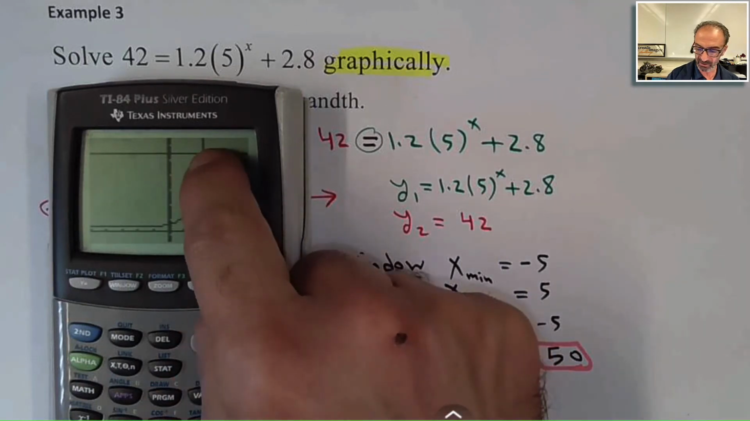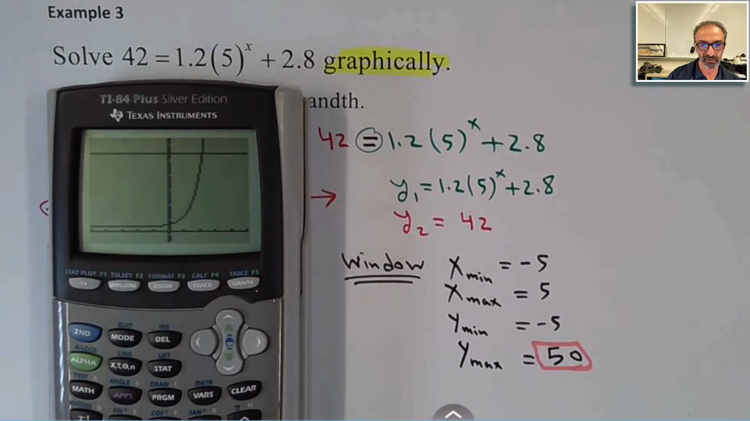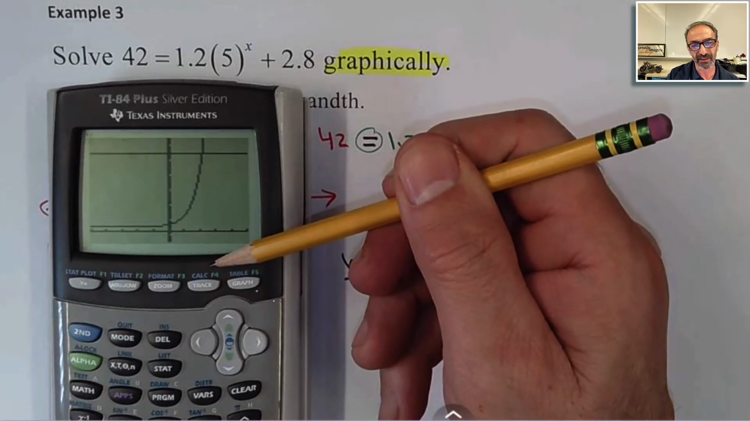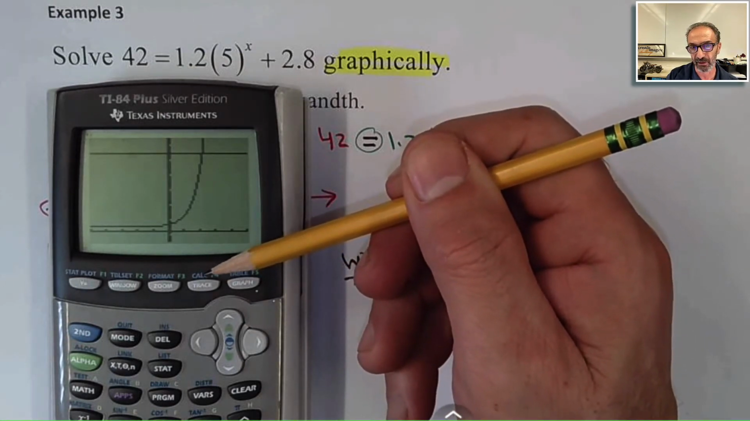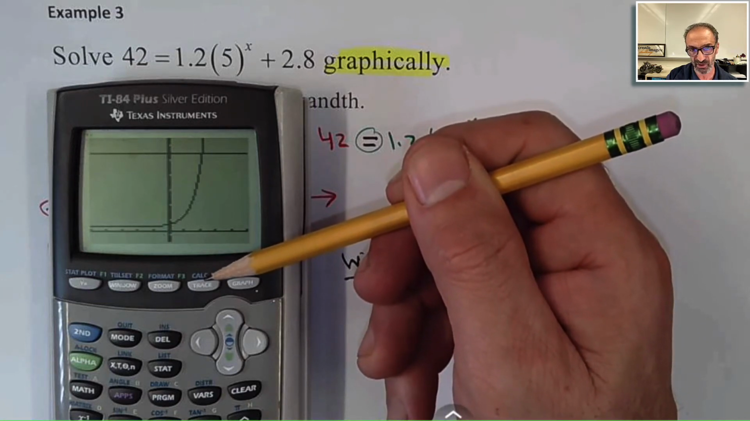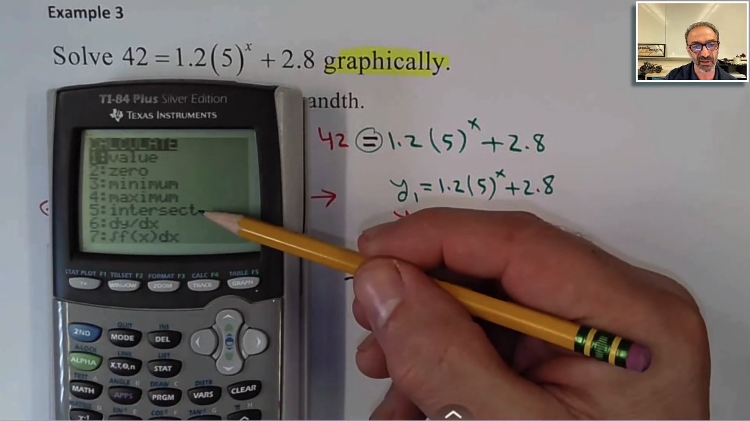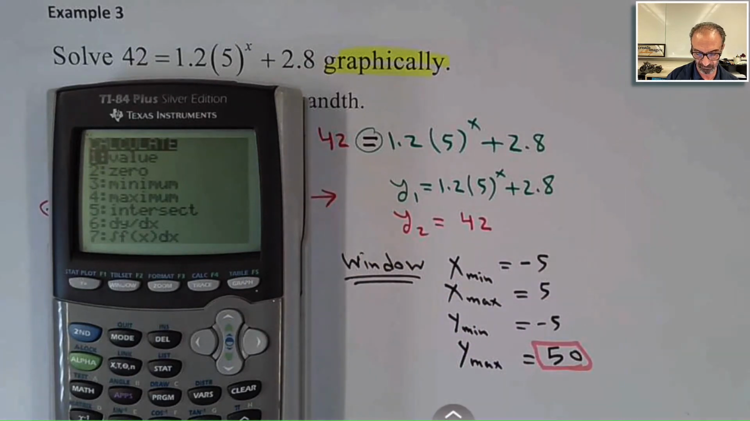To find the intersection, let me point to it using the pencil. Right there you see the calc. Calc has a lot of different features that you can do. One of them is intersection. So let's go to it. Since it's blue, hit the second, go blue, and intersect is number 5.